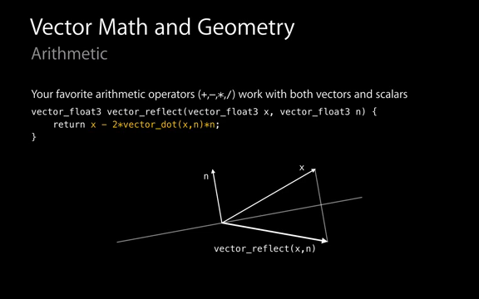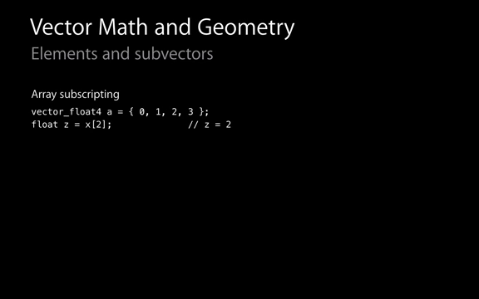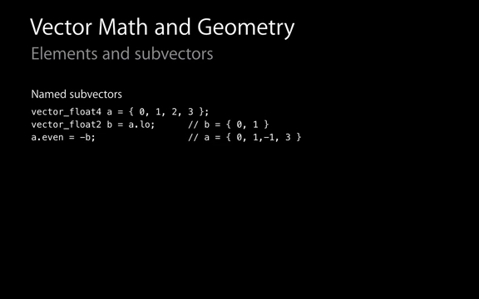There are a bunch of other features that we get with these vectors without needing to call any functions or do anything. We get access to vector elements and subvectors really easily. Array subscripting just works. If you want to pull out the second element of a vector, you just subscript it like you would if it were an array. Named subvectors just work. So if you have a vector of 4 floats, you can get the low half of it, the first 2 elements, by just using the name of the vector dot low. The high half is just dot high. You can get the even elements, you can get the odd elements. And I should point out that these subvectors and elements are L-values, so you can assign to them as well as reading from them.